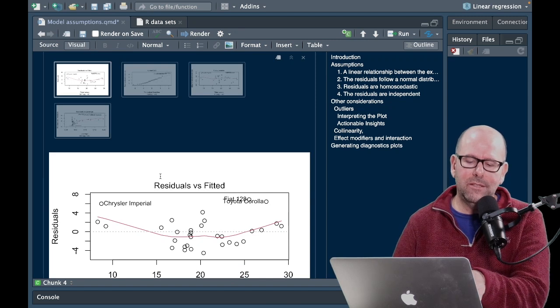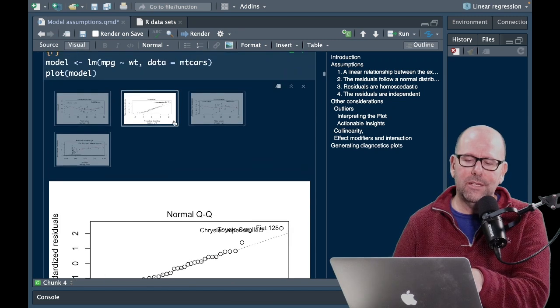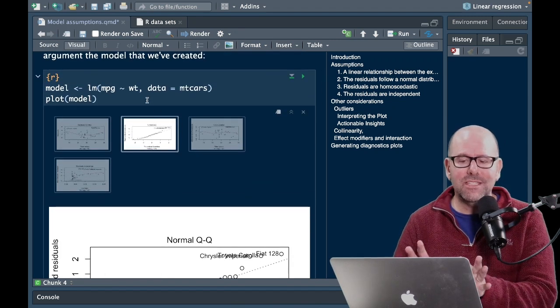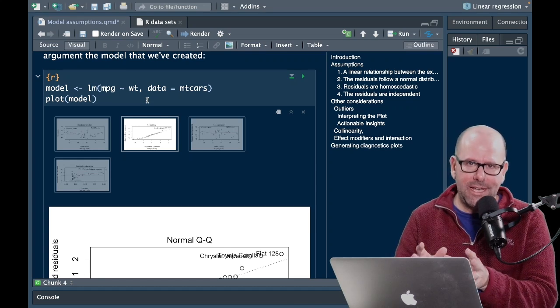versus fitted, and we're going to talk about that. That's an important one, the QQ plot, et cetera, et cetera. So you'll get all of these. So in other words, it's very easy to create these diagnostic plots. And in this lesson, we're going to talk about how to interpret them.